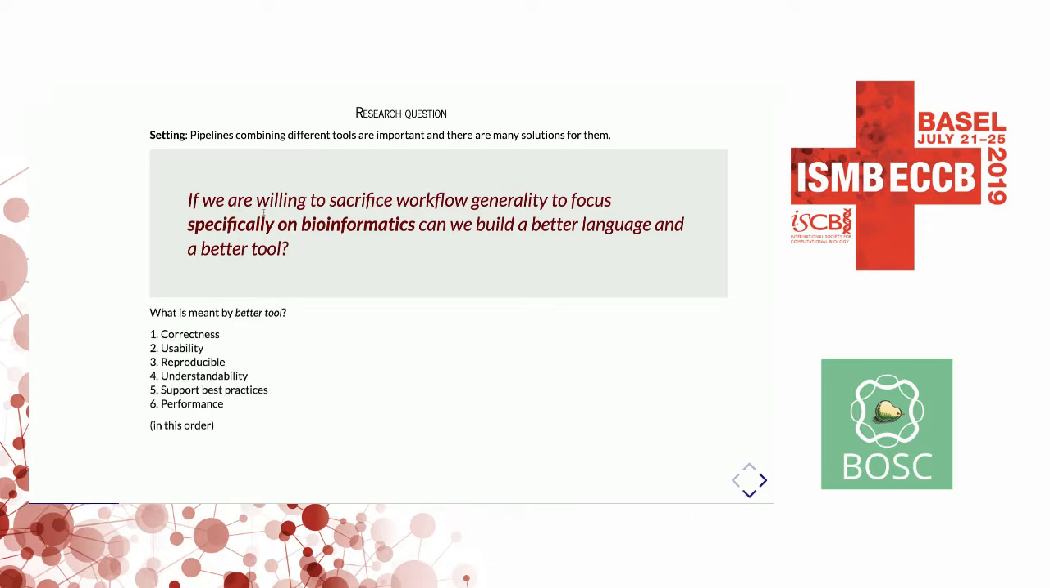And what does it mean to be better? So the number one thing, we want to have correct science. We want usability, reproducibility. We want things to be understandable. We want to support best practices because, going back to the previous talks, there's a lot of documents out there saying this is what you should do. And nobody will actually disagree with you that that's the best practice. But that doesn't mean that people actually do it, so we want to lower the activation energy to do that. And finally, we also want the tool to be fast.